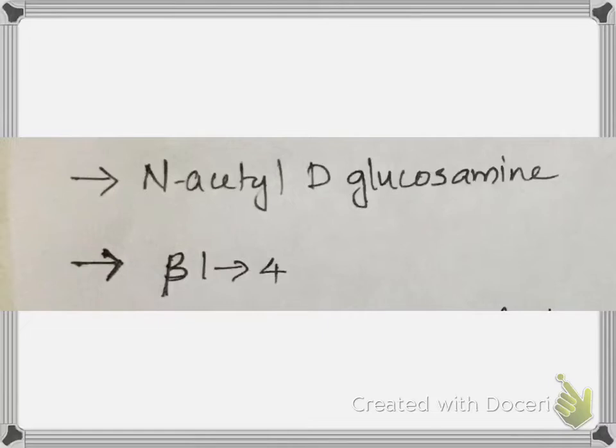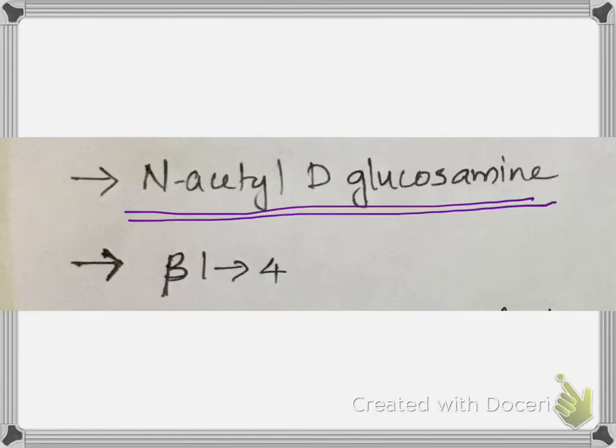Like cellulose, chitin is also a polymer of glucose. Here the monomers are N-acetyl D-glucosamine. That is, it is a long chain polymer of N-acetyl glucosamine, and these N-acetyl D-glucosamine units are linked by beta-1,4 linkage.